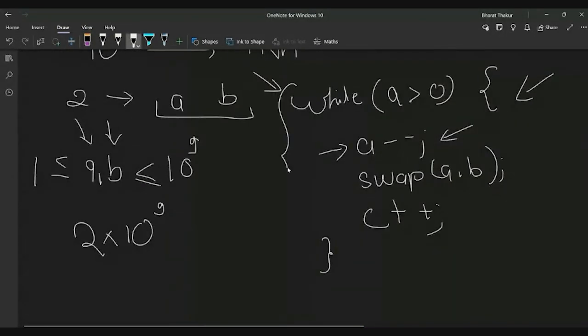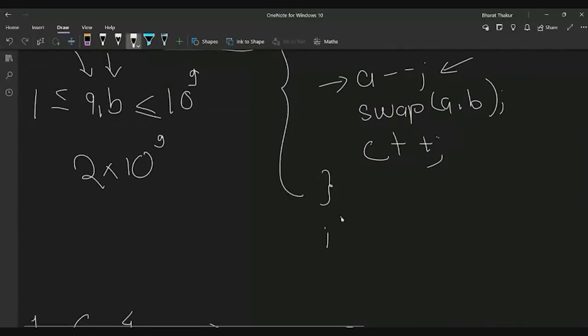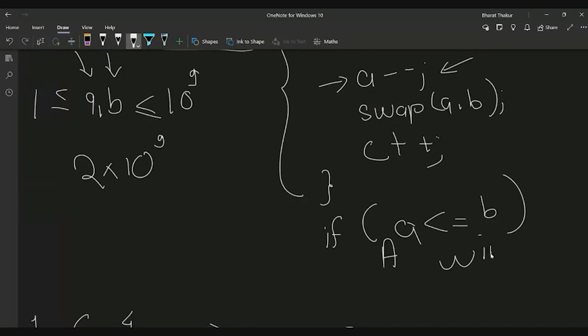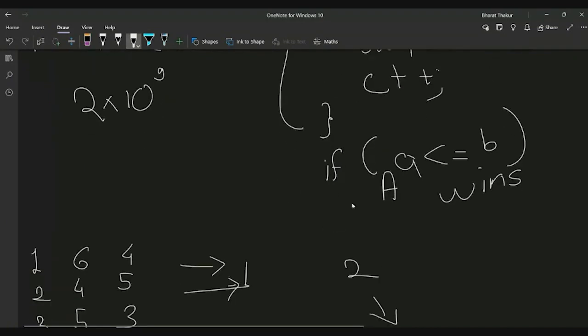So for this whole code, what can we write? We can just write one if: if A is less than or equal to B, we say capital A wins, and else we can say capital B wins.